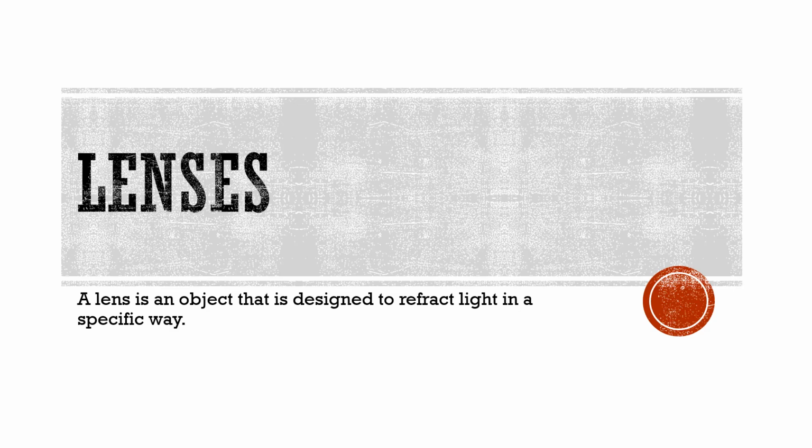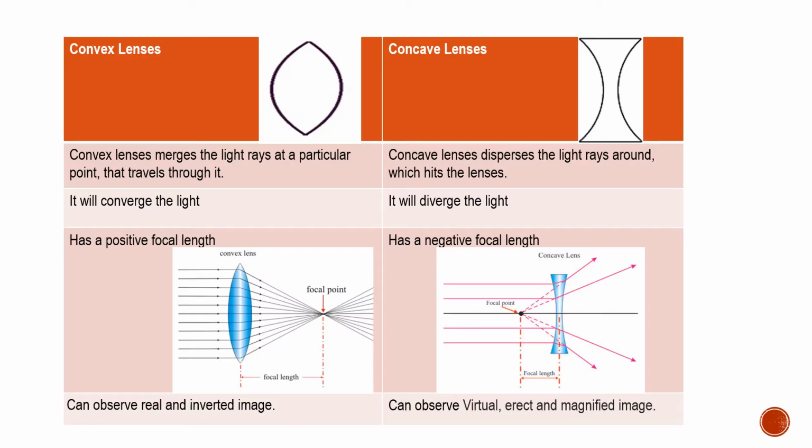Then we will be talking about the lenses. A lens is an object that is designed to refract light in a specific way. We are specifically interested in two basic types of lenses. Those are convex lenses and concave lenses. As you can see in these two pictures, concave lenses are thinner at the center than at the edges, while convex lenses are thinner at the edges.